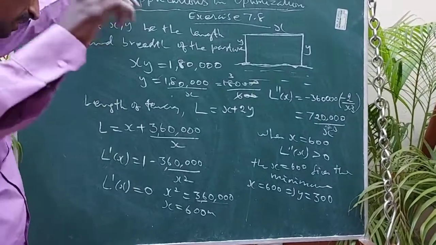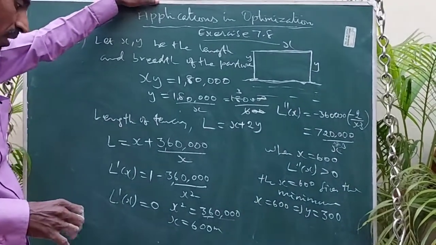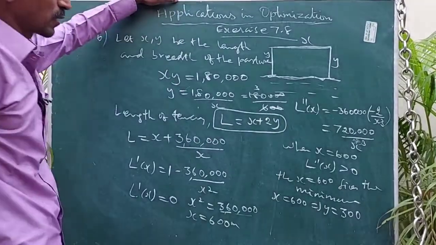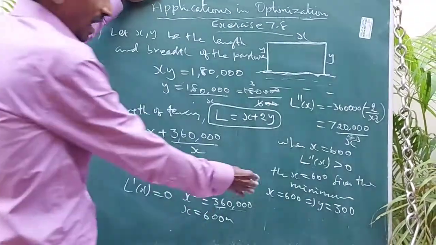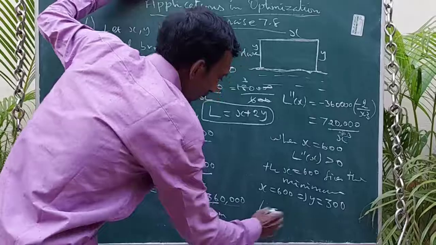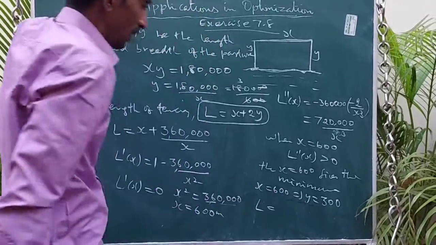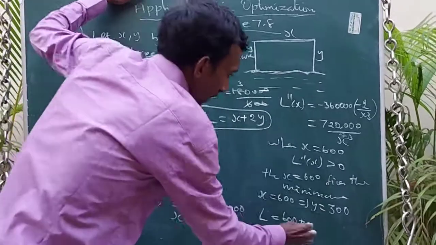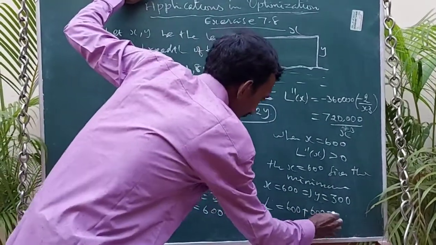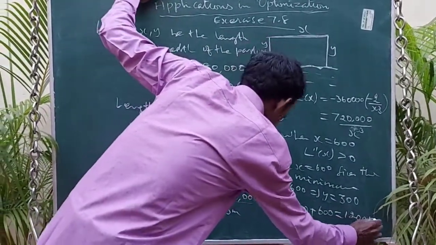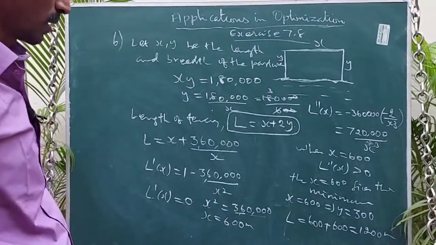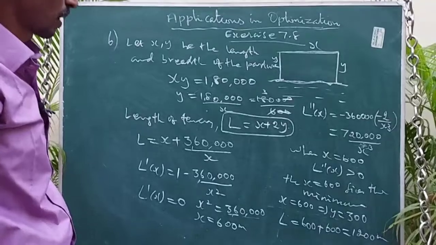So we need the minimum length of fencing. The minimum length of fencing is nothing but x plus 2y. So put the value. So L equal to, here write down the answer. The minimum length of fencing is 600 plus 2 into 300, again 600. So 1,200 meters. The farmer should need 1,200 meters of fencing material.